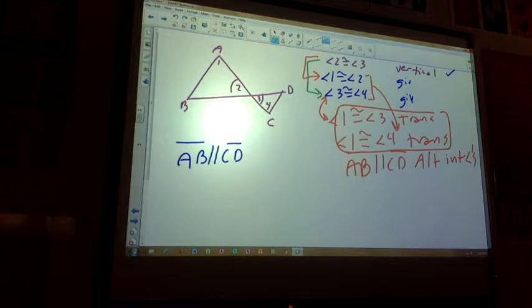Can we do substitute and transitive? Where are you substituting? For the 1, 2, 3, 4. Yeah, it's a substitution.